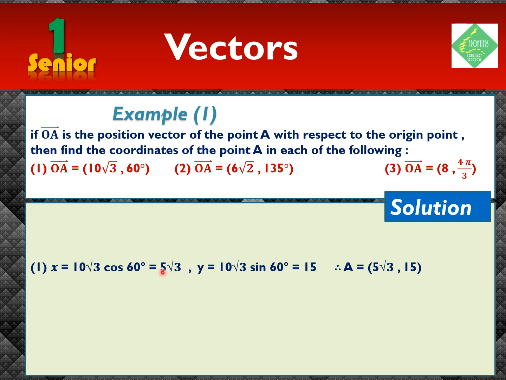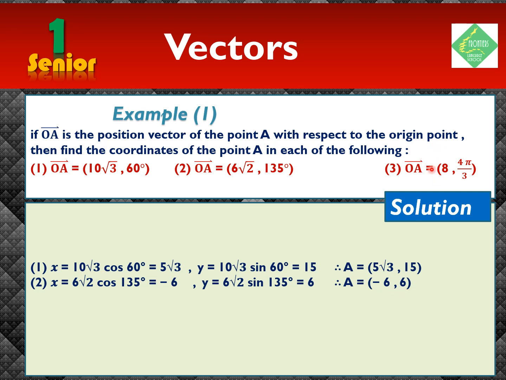So it will be equals 5 root 3 and 15, and write them in a point of x coordinates and y coordinates: 5 root 3 and 15. By the same way, OA equals 6 root 2 and 135 degree. So to get x equal 6 root 2 multiplying cosine 135, and y coordinates equal 6 root 2 multiplying sine 135, you will get negative 6 and 6. So point A will equal negative 6 and 6 in x and y coordinates.